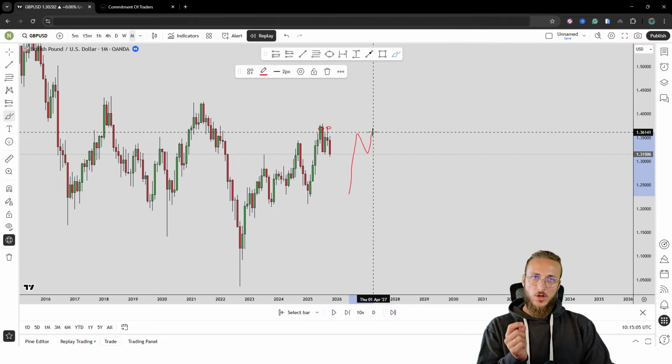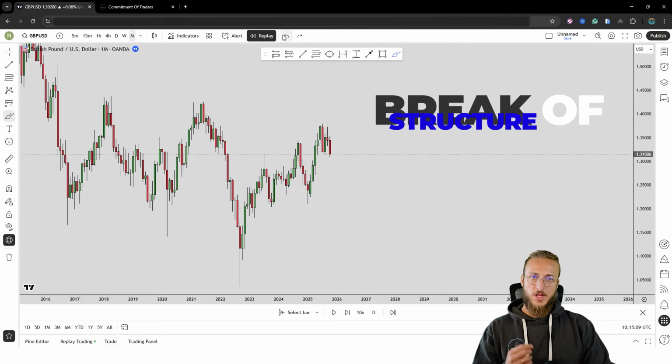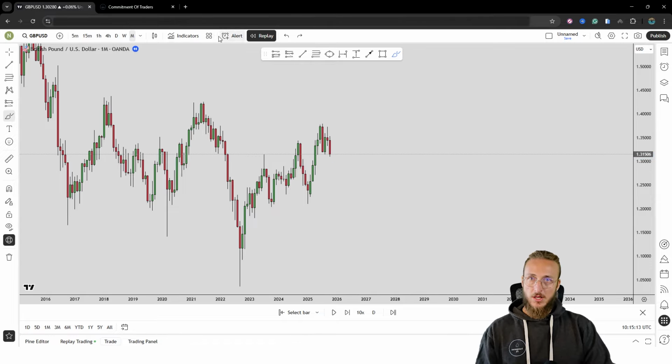So we had a market which had created a double top and was starting to break lower. We had the previous low, which was at this level. The market was starting to break below it.